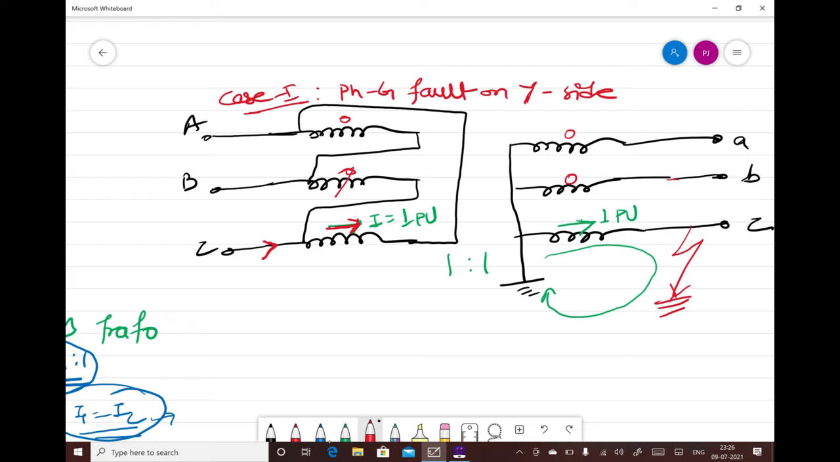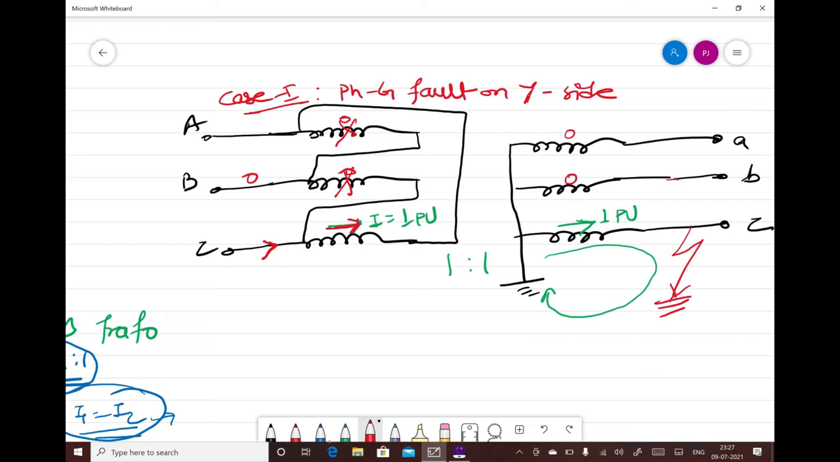That means you can assume this as open circuit. This is also open circuit. So now current cannot come from this path, so current in this will be 0. Now current might come from this path from phase A, and this might force a current from, suppose, this side.